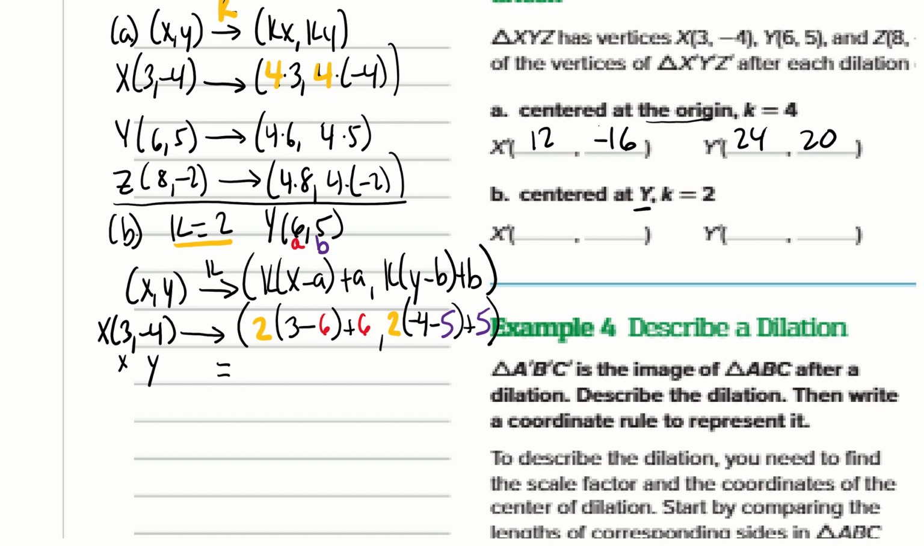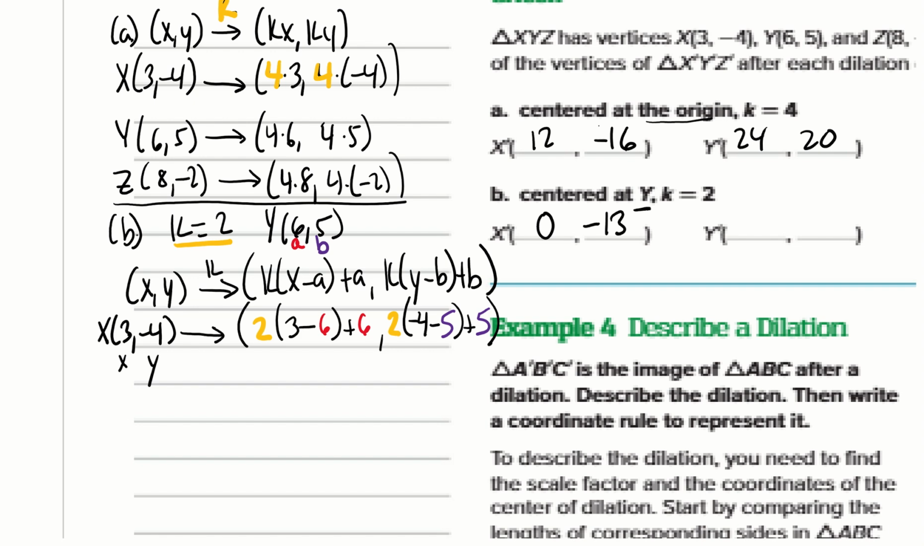All right, and then that's how we do it. We're going to figure out what this is equal to. Actually, we could just do the math. So 3 minus 6 is negative 3. Negative 3 times 2 is negative 6. Negative 6 plus 6 is 0. So this is going to be 0. Negative 4 minus 5 is negative 9. Negative 9 times 2 is negative 18. Negative 18 plus 5 is negative 13. And again, you can do this on the calculator, do it on Desmos or whatever.